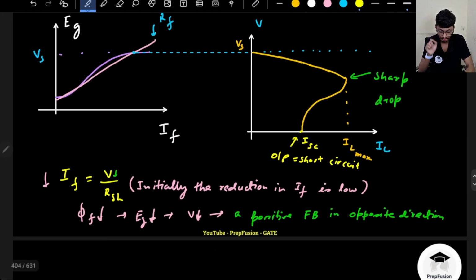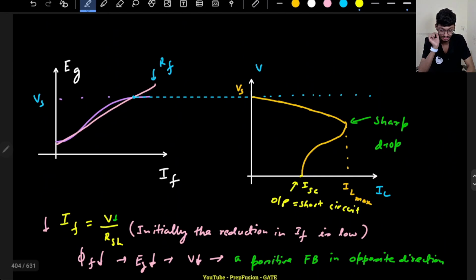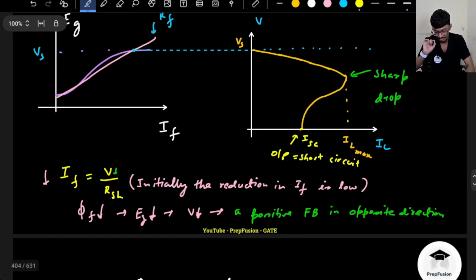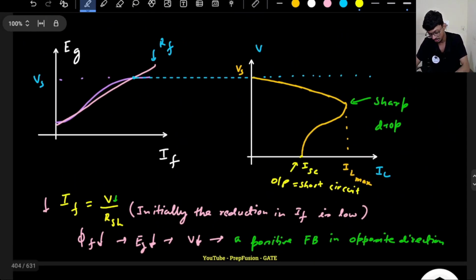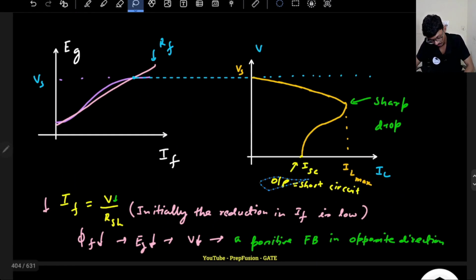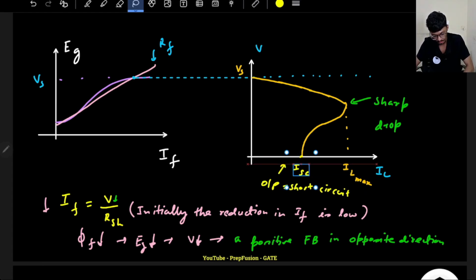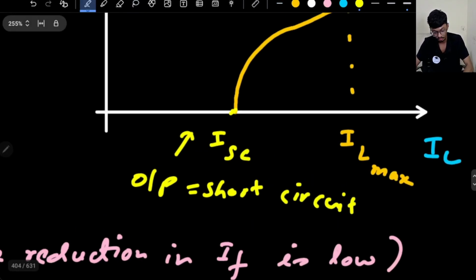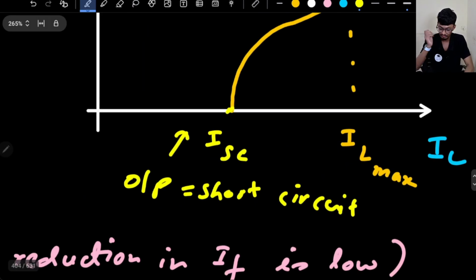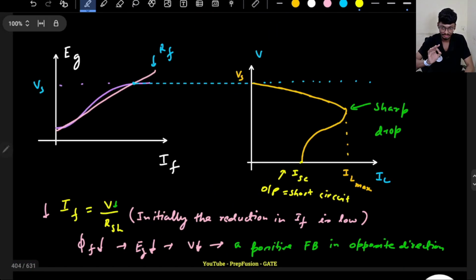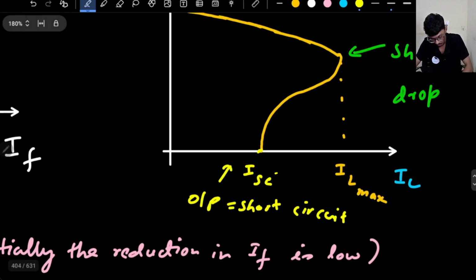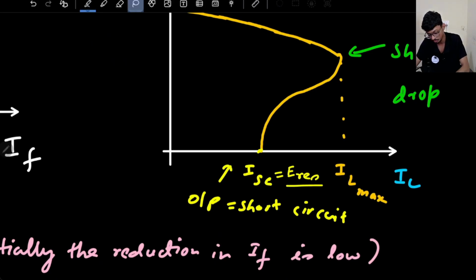So very important, right? Whenever the characteristics is given, it is very important to understand what each point means. Here your ISC will be equal to E residual by RF. One day they will give you a question where they will ask you to find the residual voltage if this load characteristics is given. And if the armature resistance is also given, then this ISC, the short circuit current, will be equal to E residual by RA.